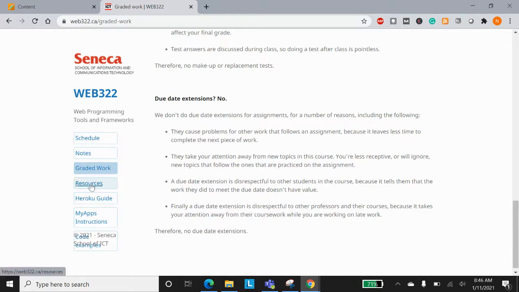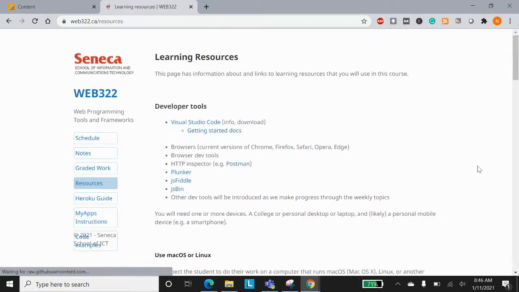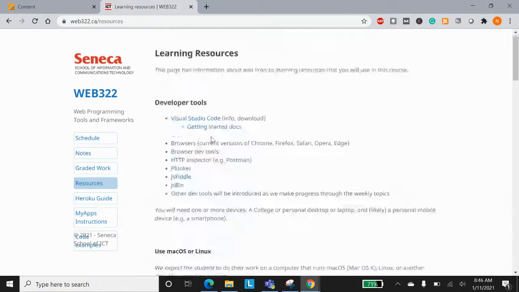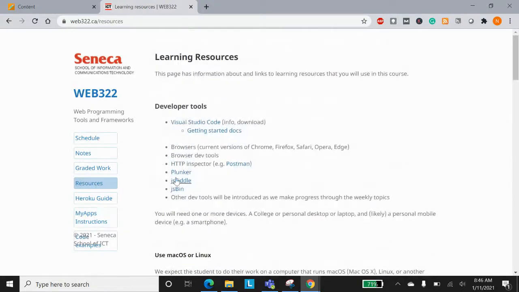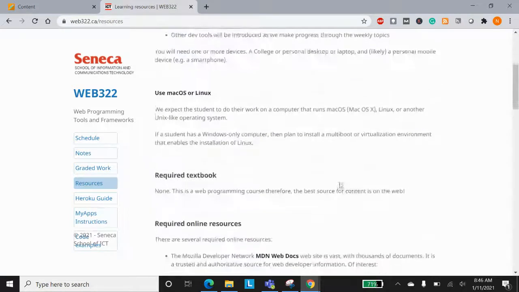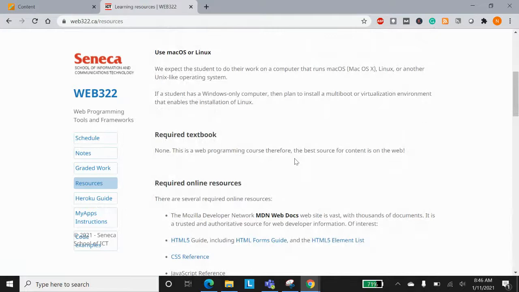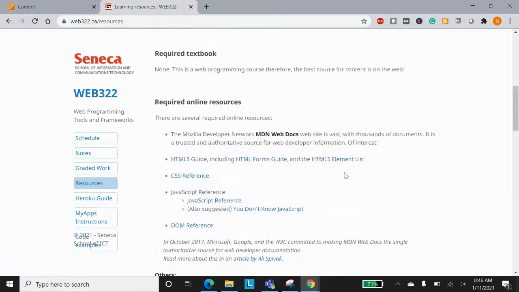Anyhow, now we have these resources, and in these resources we can see that we have a number of developer tools. We'll be talking about all these things, and we'll be running Visual Studio Code. I'm expecting that you already have Visual Studio Code installed on your systems and that you are familiar with it. There is no required textbook. Of course, this is a web course, and there is Dr. Google first of all, and there are other resources around that you can explore to find what is available.